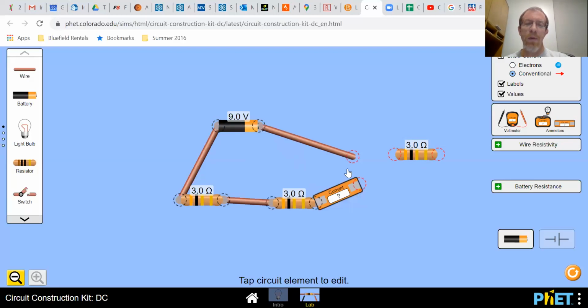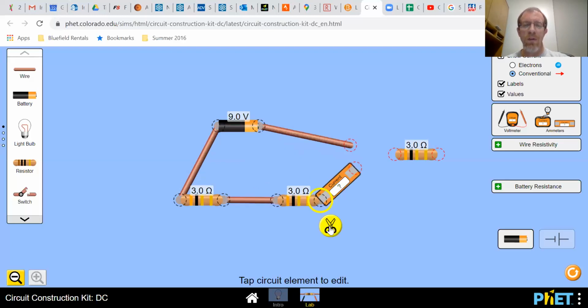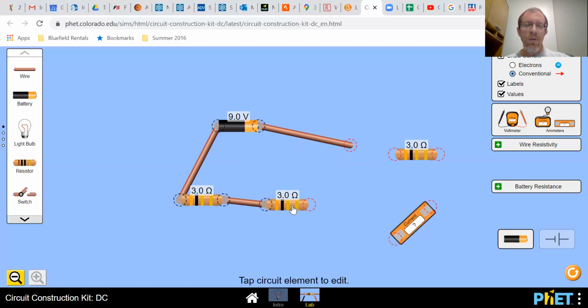Ammeter sounds like amp. Okay. So I'm going to put that right in my chain. And when I do that, I see that I've got 1.5 amps worth of current flowing. Now, that wasn't what I wanted, but that's okay. You guys can play around with this and figure things out a little bit. So that was 2 resistors in series.